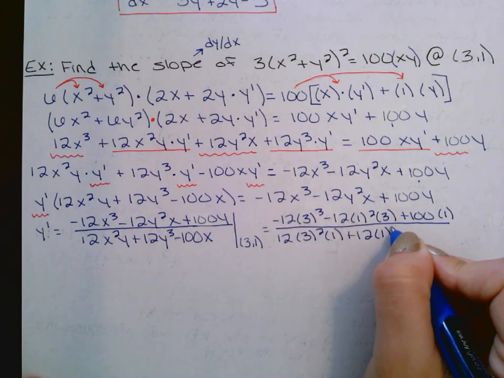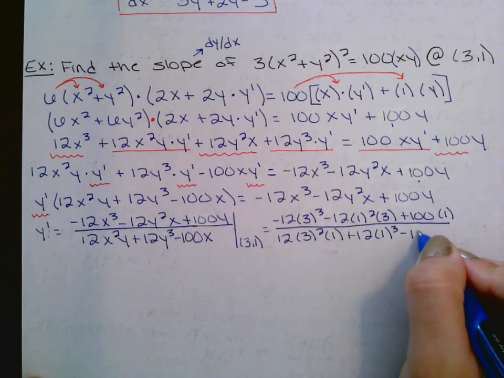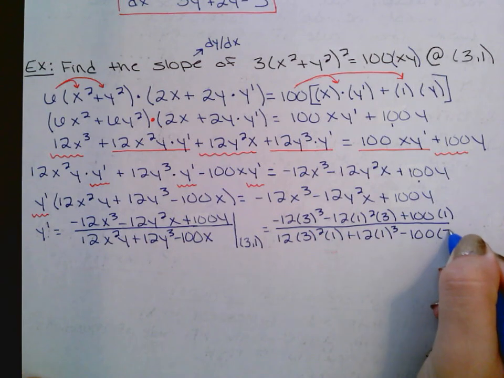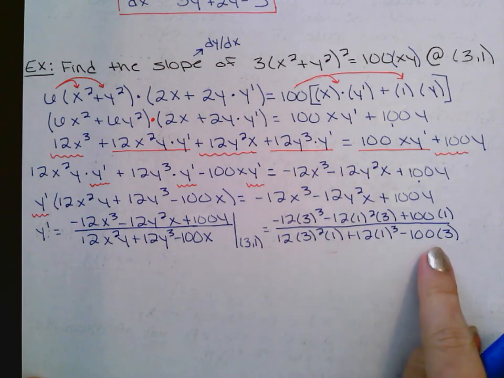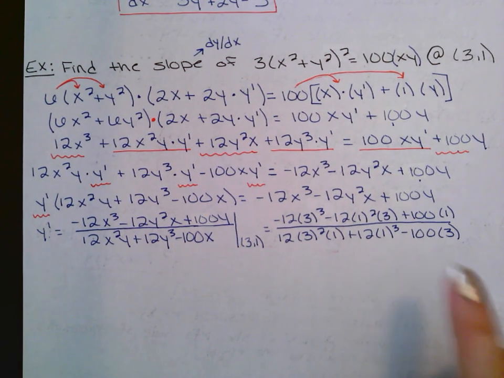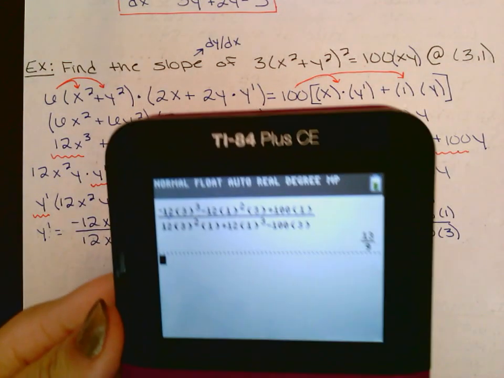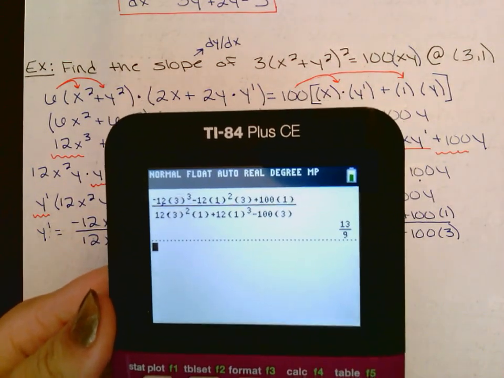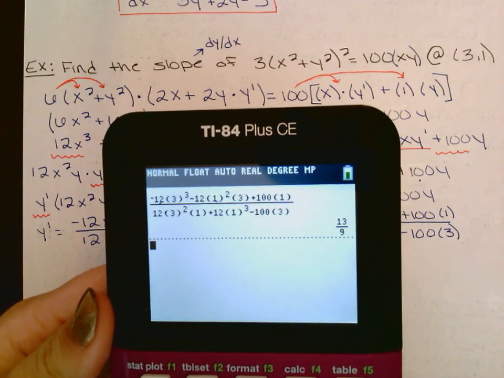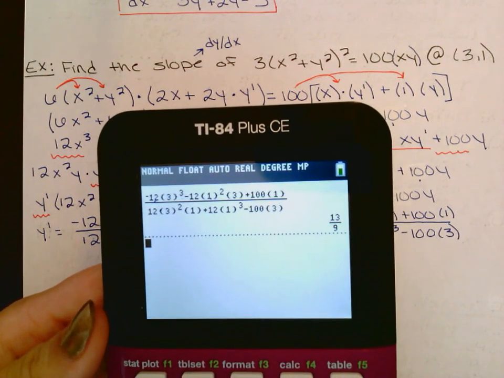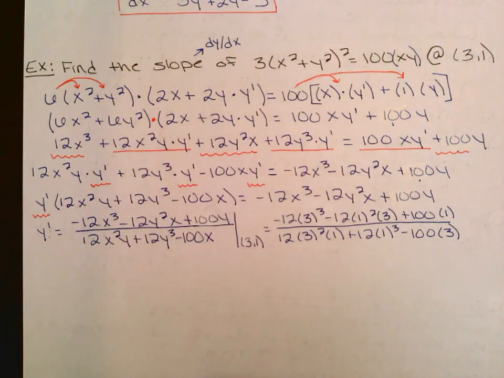By the way, if you are in AP and this came up on a free response, you would be able to stop right here, because technically the only thing that's left is arithmetic, and that value that comes out is your actual answer, okay? All right, so when you put that in your calculator, if this was a multiple choice question, you would get 13/9. Okay, so the slope of that function, specifically at 3, 1, is 13/9.